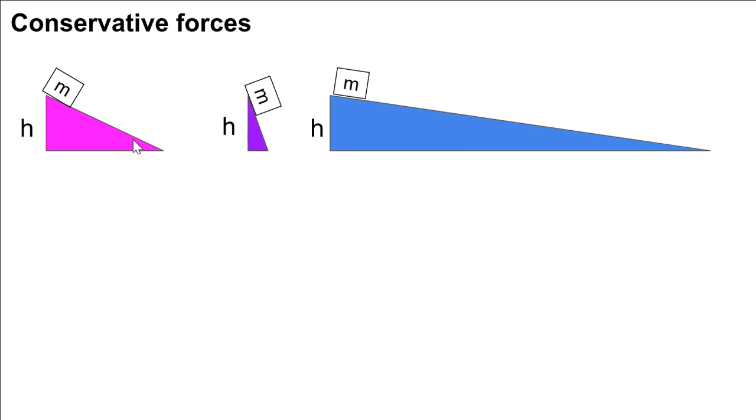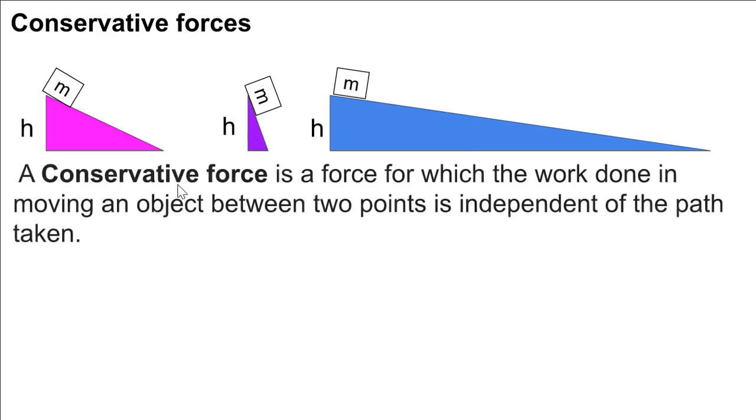And these types of forces, where the work done by the force is not dependent on the path, like you see, it can take a short path, it can take a long path, it doesn't really matter. That type of force is called a conservative force. A conservative force is a force for which the work done in moving the object between 2 points is independent of the path taken. Now, I'm sure a lot of you will say, no, this is not possible.